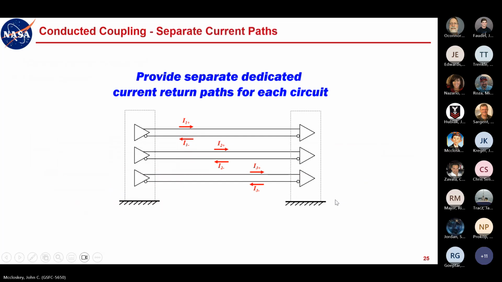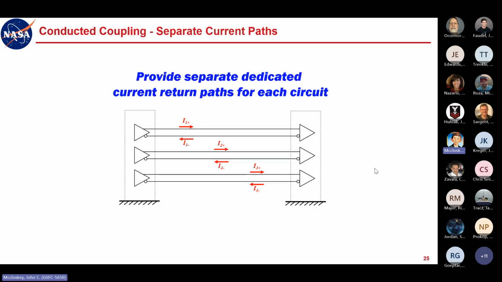So a simple way to address that issue is to provide separate and dedicated return current paths for each circuit, and basically treat each interface as a differential interface. We'll get more into that. But if you just provide a dedicated current return path for each circuit, then that significantly mitigates common impedance or conducted coupling.